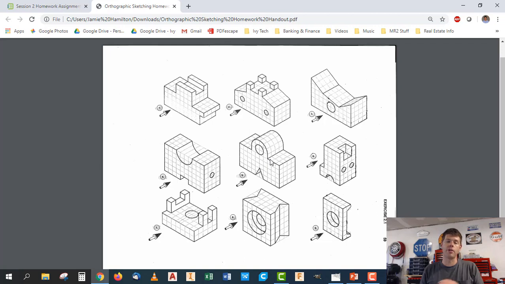So your homework assignment is 2 things. One is the online quiz. Pick out the correct view and submit your quiz when you're done. There's 10 of them. Your second thing is to draw 1 through 9 on the grid paper. So it'll look kind of like this when you get done.